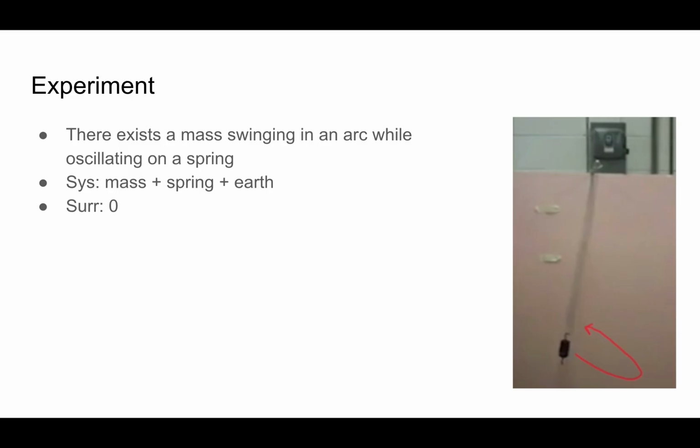Let's go over what we did in the experiment. We observed a mass that swings in a curved arc while attached to a spring. Our system included the mass, the spring, and the Earth. Importantly, we assume that no external forces are acting on the system, so the surroundings were effectively zero. Using Tracker, we recorded the path of the mass over time and tracked its motion through a series of timestamp positions. We then fed these into our simulation to compare how closely the real world motion matched up with theoretical predictions.